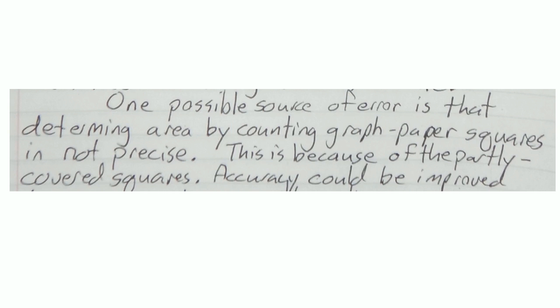In my case, I included one possible source of error is that determining the area by counting the graph paper squares is not precise. This is because of the partly covered squares. Then I go on to tell about how I could improve that accuracy, and there are several ways of improving the accuracy. Of course, I could use smaller squares, or I could use more tile pieces. The more data you have, the more the errors tend to average out, and you get closer to the actual value. The approximation improves the more tile pieces you have.